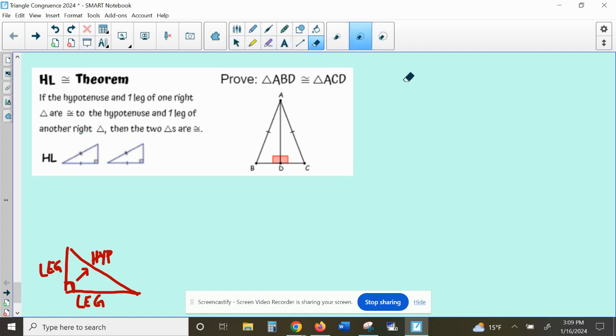This says that if you have the hypotenuse, like this side opposite the right angle, and a leg of a right triangle congruent to the hypotenuse and leg of another one, then automatically those two are congruent. So you need a hypotenuse and a leg. So here's the important stuff though. You need to have the hypotenuse and the leg, but it must be a right triangle. If you don't have a right angle, then you cannot use this theorem. Okie dokie, you need a right triangle. So it has to have a right angle.